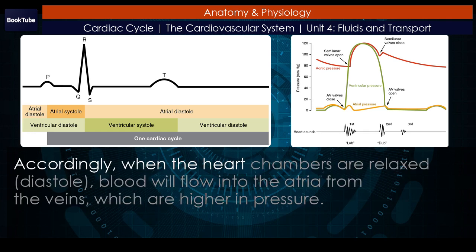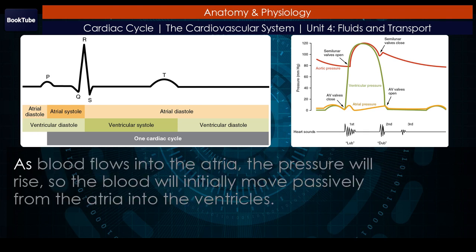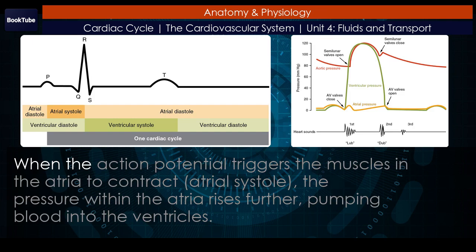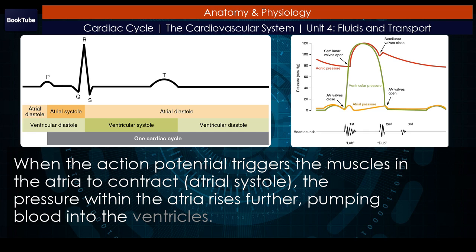Accordingly, when the heart chambers are relaxed, diastole, blood will flow into the atria from the veins, which are higher in pressure. As blood flows into the atria, the pressure will rise, so the blood will initially move passively from the atria into the ventricles. When the action potential triggers the muscles in the atria to contract, atrial systole, the pressure within the atria rises further, pumping blood into the ventricles.